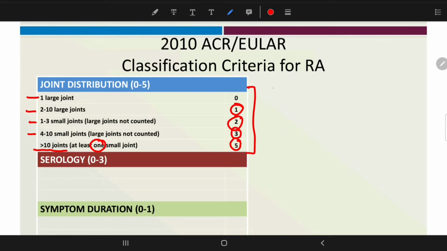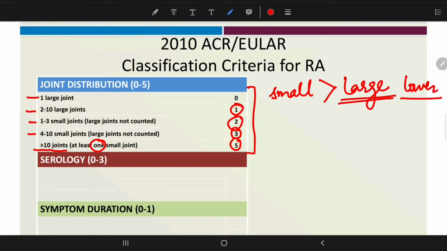The catch here is that the importance of small joint involvement is more than the large joint involvement. So the large joints are given lower scores. The scoring will start with the large joint. If a patient has one single large joint involved, it is given 0 score. Then if the large joints are involved up to 10 in number, it's given 1 score. Now we come on to the small joint involvement. If 1 to 3, which is known as polyarthritis involvement, it is given 2. Then if more than 3, it is given 3. And if the total joint count is more than 10, including one small joint, it is given 5.